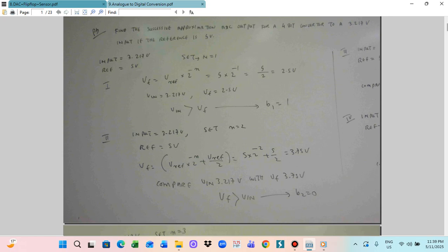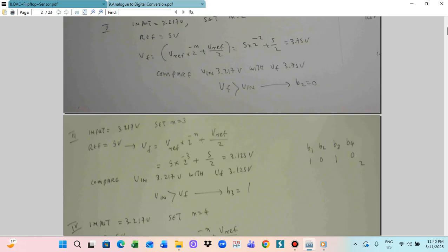So for bit 2 we substitute: the reference is 5 and the number of bits is 2, so that we get Vs as 3 by 7.5. So this 3 by 7.5 compared with the Va, you find that the Va is less than the Vs. So bit 2 is equal to 0. Similarly, we calculate for the 4 bits, so you have to calculate up to 4 times.